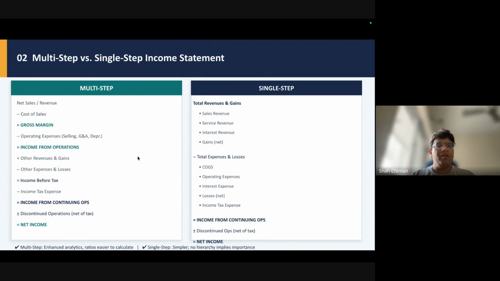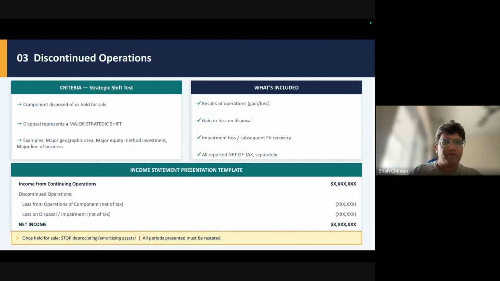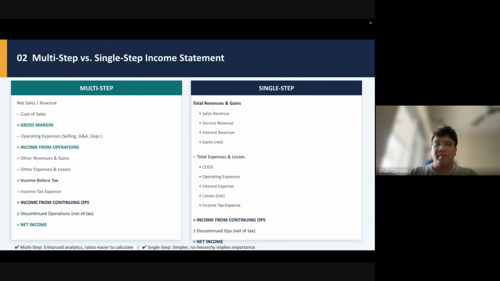So multi-step gives you a little more classification of which income is coming from business and which income is coming from non-business. Whereas the single step approach gives you a single picture of what your total revenues and total expenses are. Both approaches are acceptable under US GAAP. Any questions on income statement format?